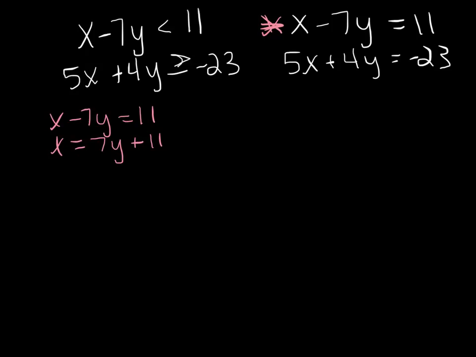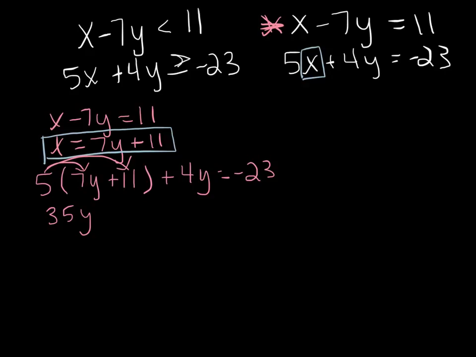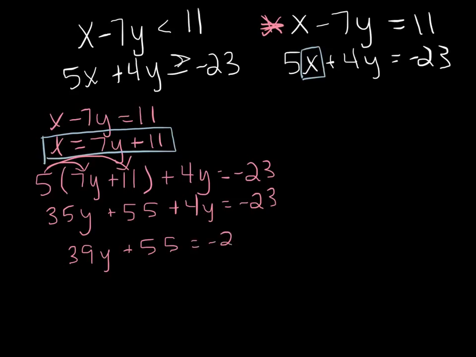Okay, so we're going to take 5 times 7y plus 11, which is 35y, plus 5 times 11, which is a positive 55. Bring down the 4y equals negative 23. Then we can combine like terms. We can combine this term and this term because they both have a y with the same power. So if we have 35y's and 4y's, we have 39y's plus 55 equals a negative 23.